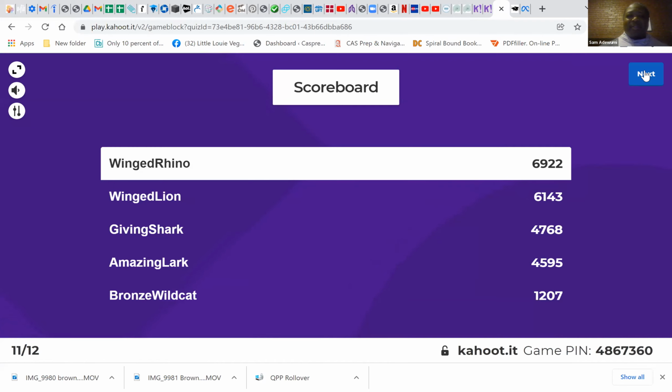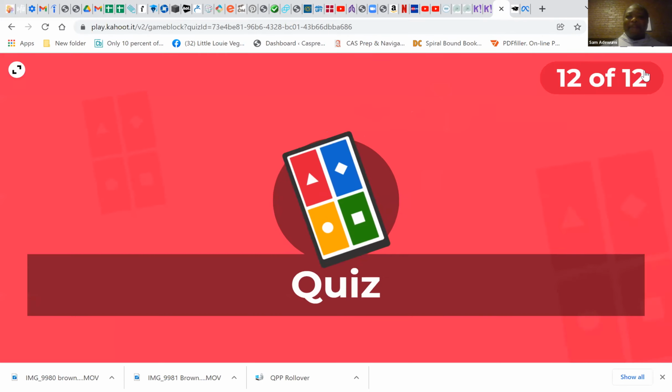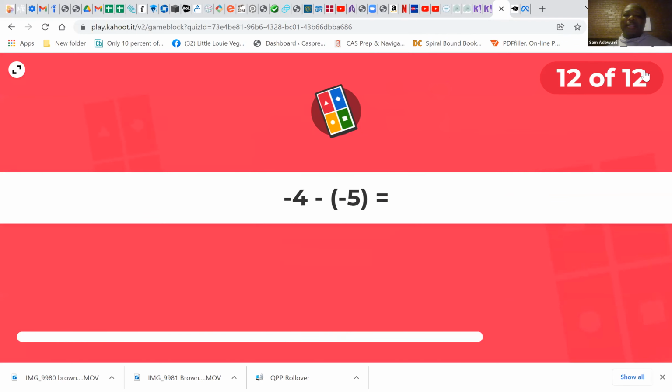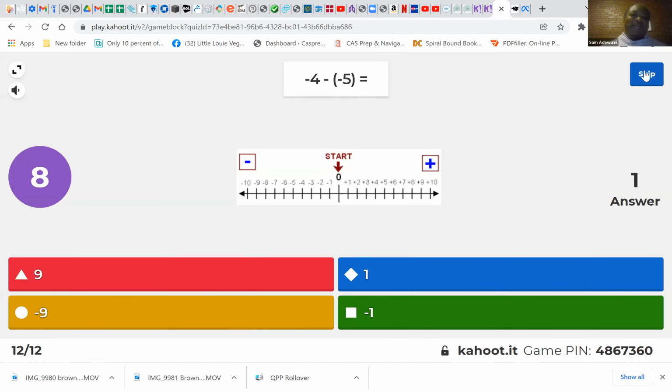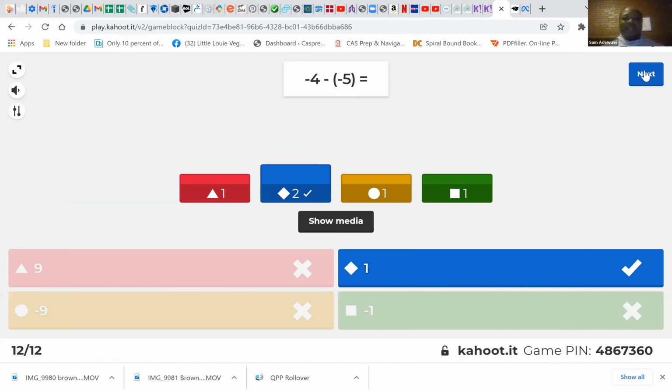Winged Rhino, I think, is going to win this. Last one, -4 minus -5. Okay, good. -4 plus 5. Again, those who are getting this wrong, go back and study. If the signs here are the same, they give us a positive. So negative minus negative is a positive.